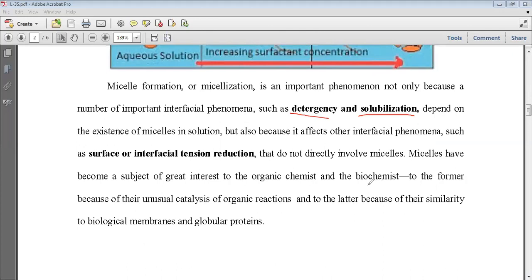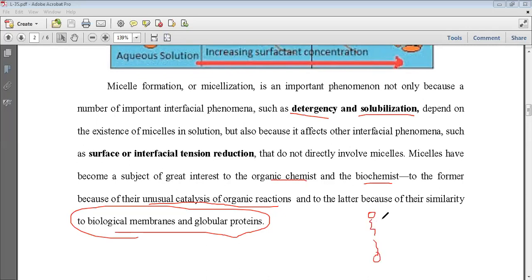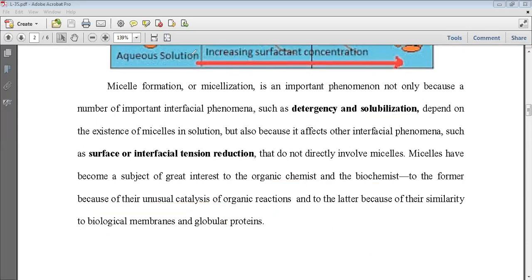Okay, so this is very important in organic chemistry as well as in biochemistry. In organic chemistry they have been used in catalysis of organic reactions, and in biochemistry they basically mimic the biological membrane or globular proteins. These surfactants or micelles are made up of hydrophobic and hydrophilic tails. When they combine together, they can form lamellar structures. Those lamellar structures mimic the biological membranes and globular proteins. So we can use them in various biochemical processes also, and biochemists can use these associated structures as well.